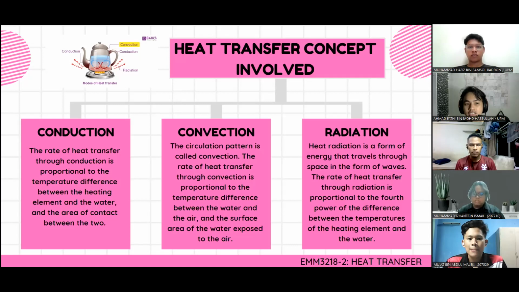And then for the last one is radiation. A radiation example is if we are near the hot steel surface, we can still feel the heat from the steel itself.